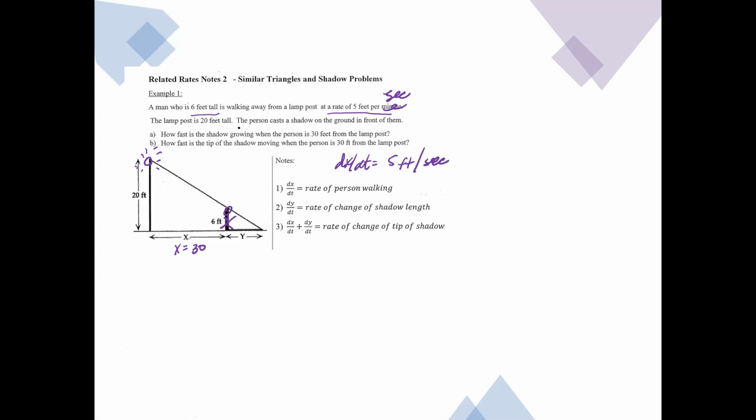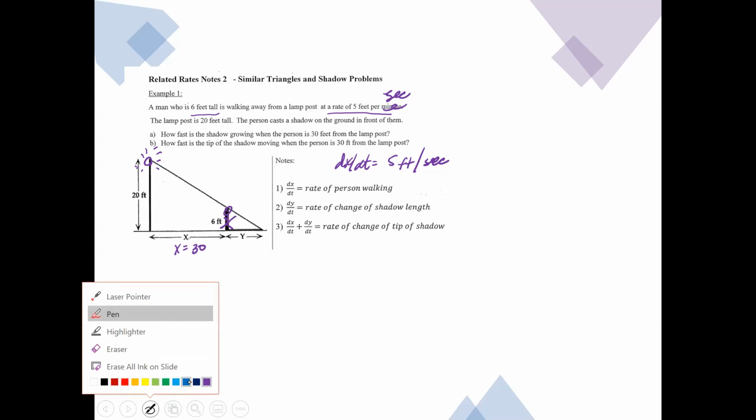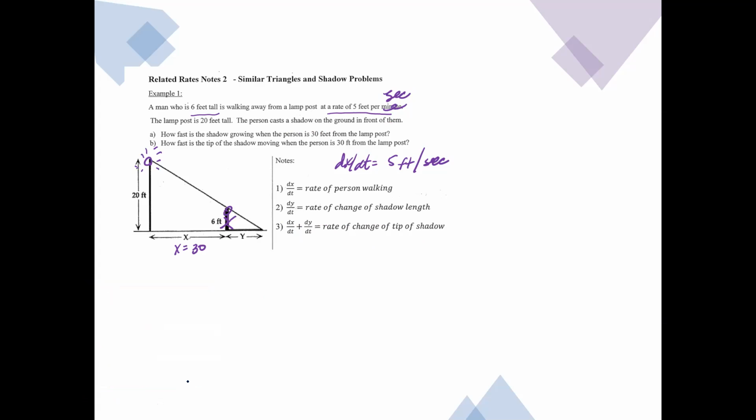The lamppost is 20 feet tall, okay? And the person casts a shadow on the ground in front of him. Okay, so a few things. dy over dt is the rate of change of the shadow's length. And dx over dt plus dy over dt equals the rate of change of the tip of the shadow. So with that said, let's go back to geometry and use proportions.